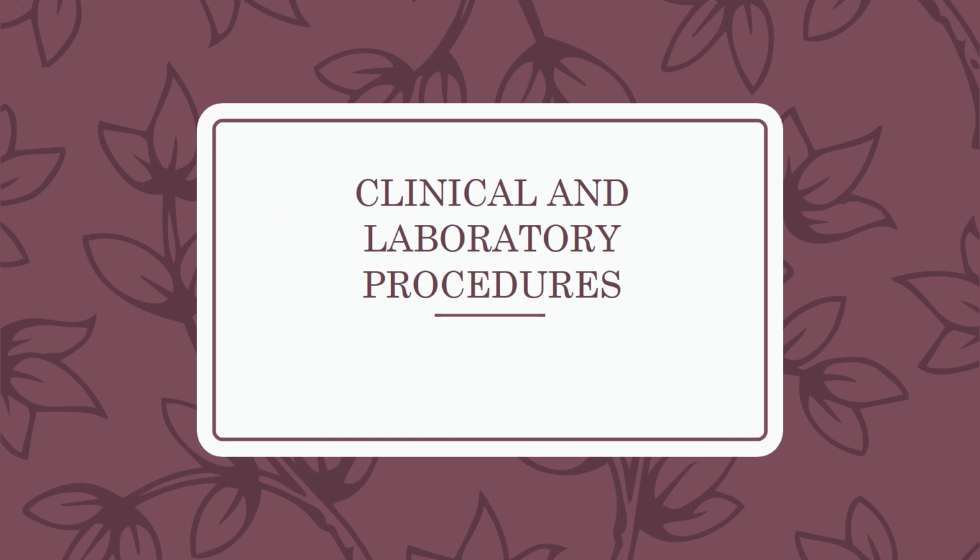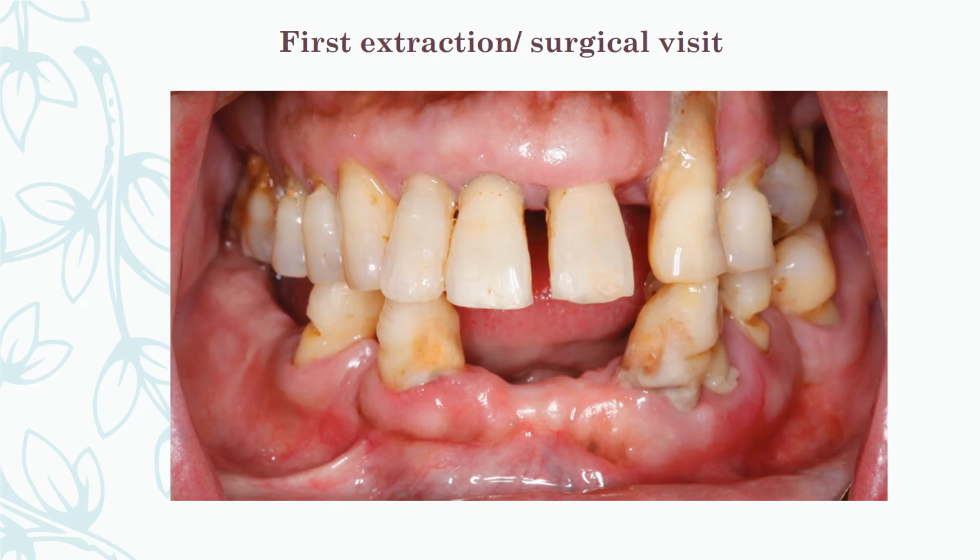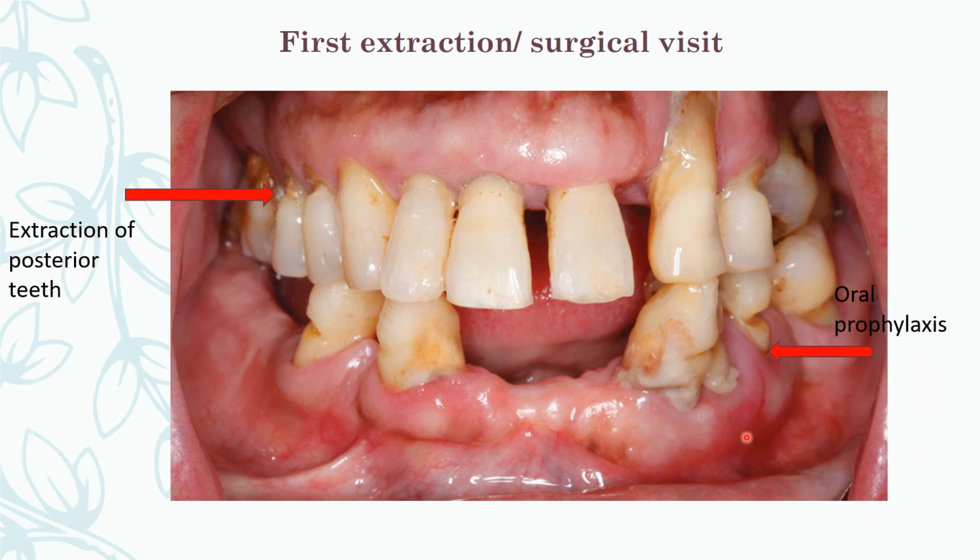Coming to clinical and lab procedures. The first visit will be the extraction or surgical visit. Whatever teeth are supposed to be extracted first will be extracted, and this will be done in sectional form. Before extraction there will be oral prophylaxis, and then whichever teeth are supposed to be extracted first will be extracted. Extraction would probably start with the posterior teeth.